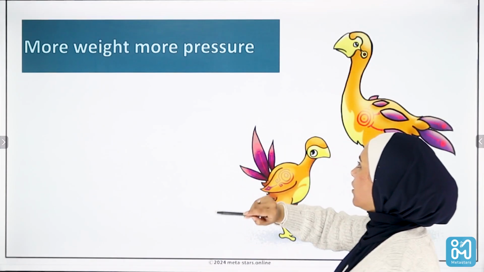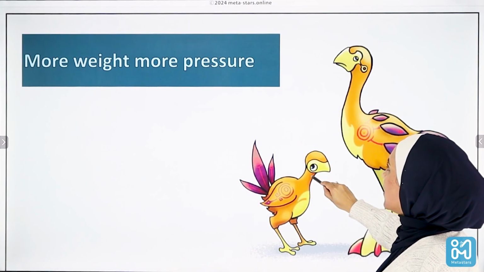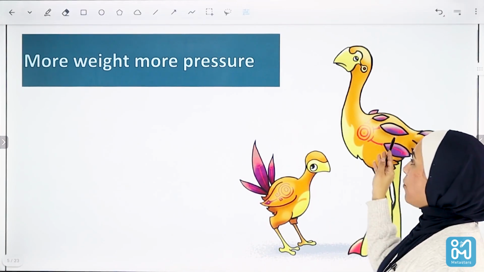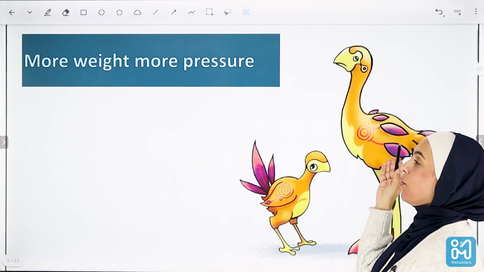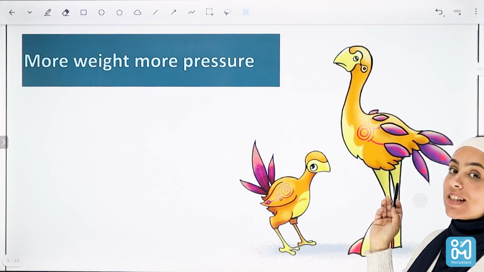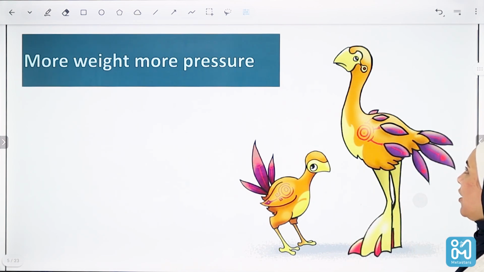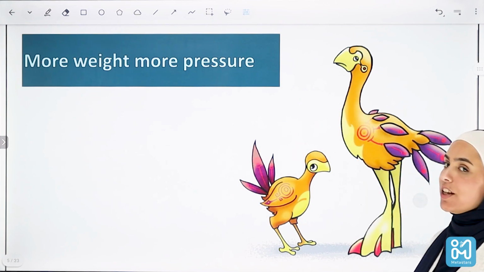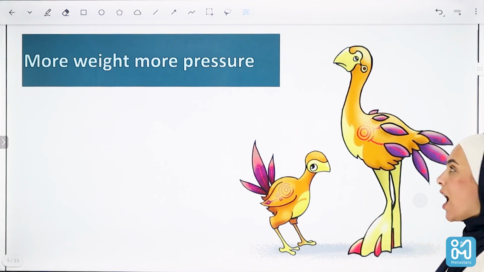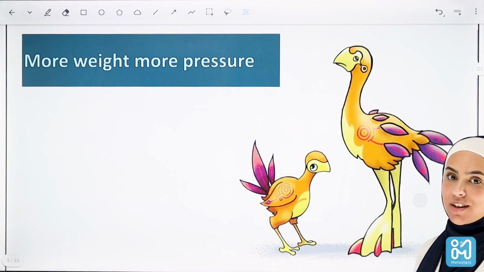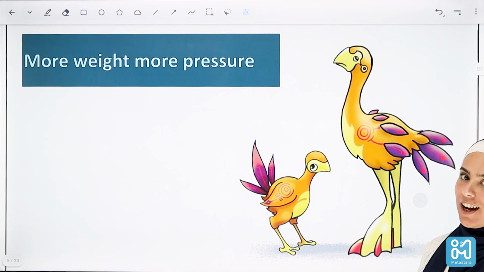Here is an example that shows more weight, that means more force, which is more pressure. As you can see, we have two birds here, and this bird has a higher weight. It weighs more. Higher weight means higher force, and the higher force means higher pressure.